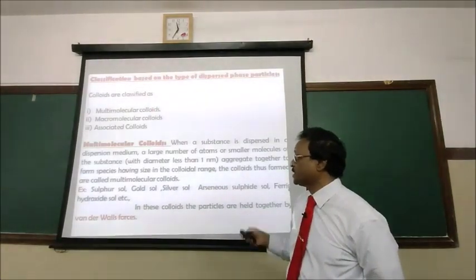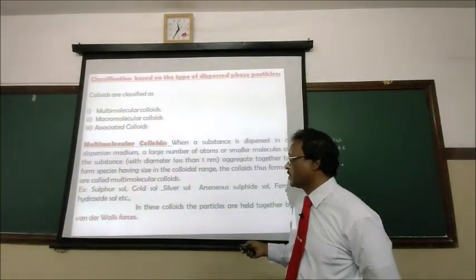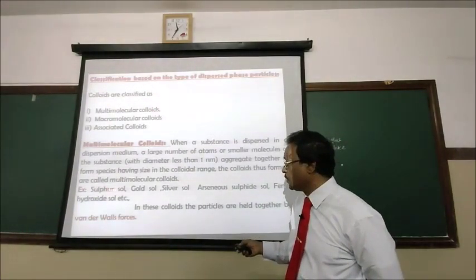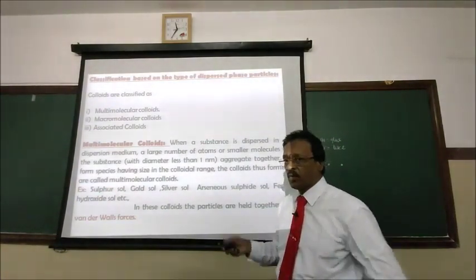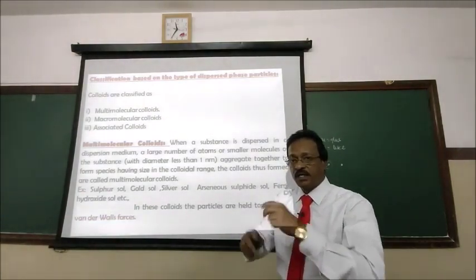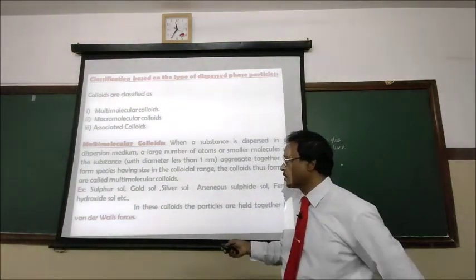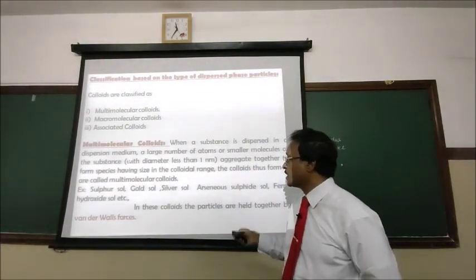They are called multi-molecular colloids. For example, sulfur sol. Sulfur is an atom, gold is an atom, silver is an atom. How do they form a sol? Aggregation by physical van der Waals force of attraction. One atom accumulates with another atom, so they keep on increasing their size. Size becomes 1 to 1000 nanometer, like the sulfur sol. So physical adsorption takes place, and multi-molecular layers are formed.